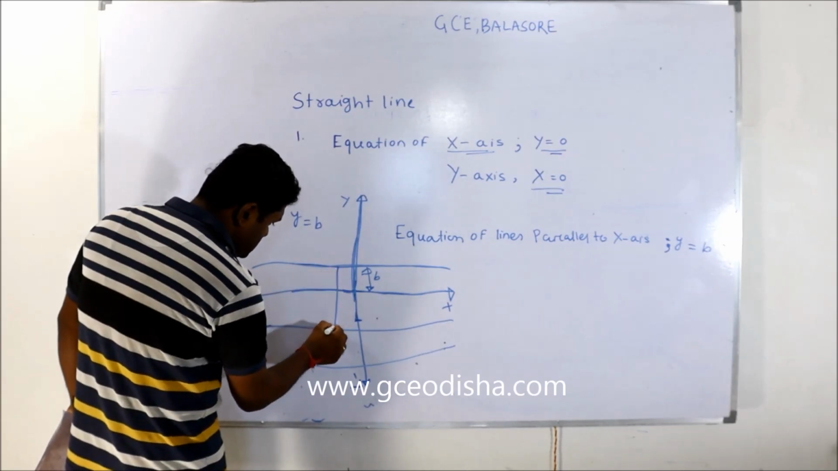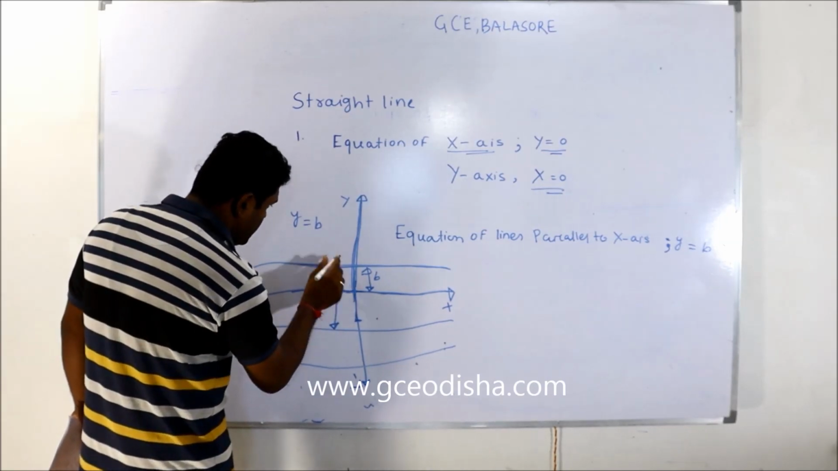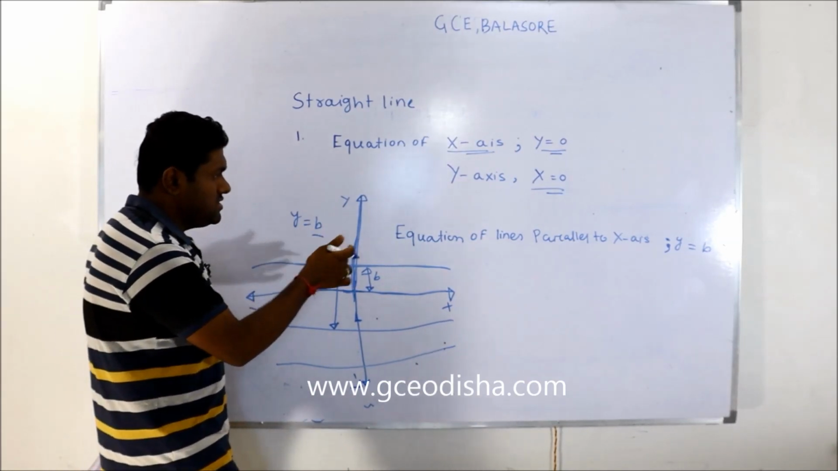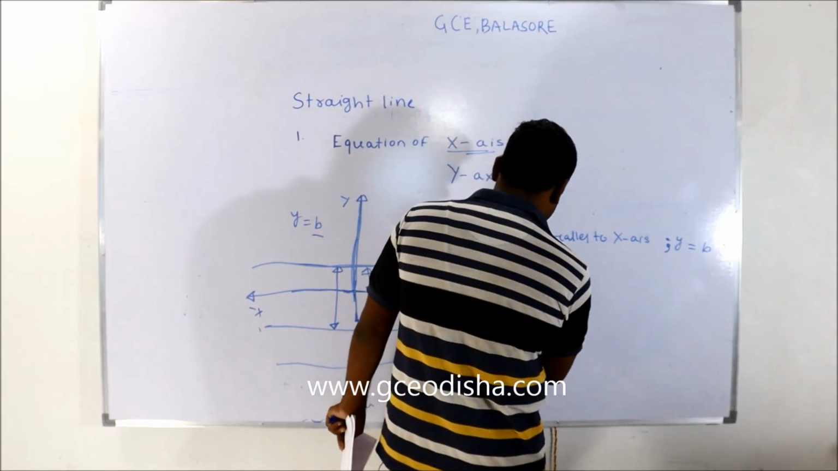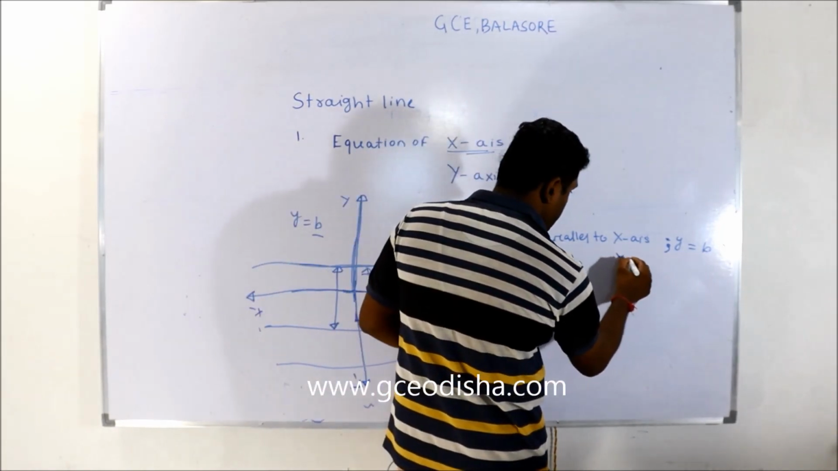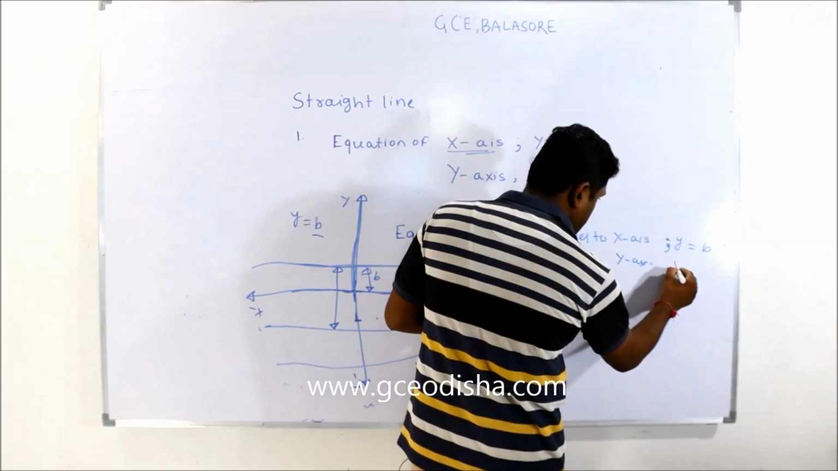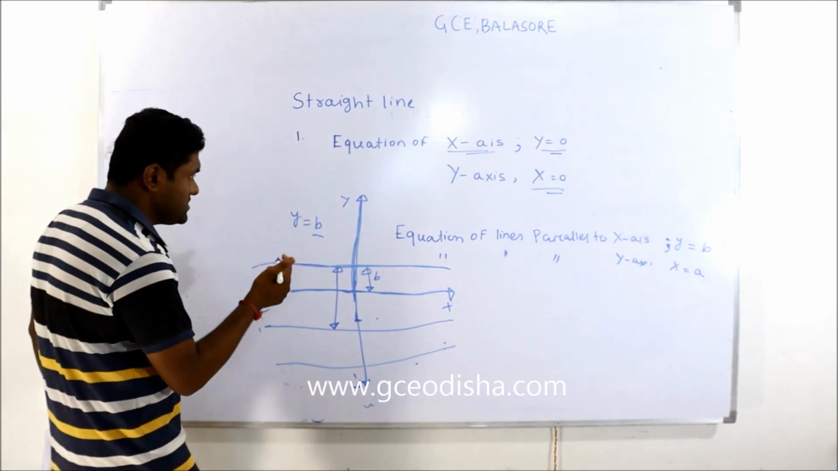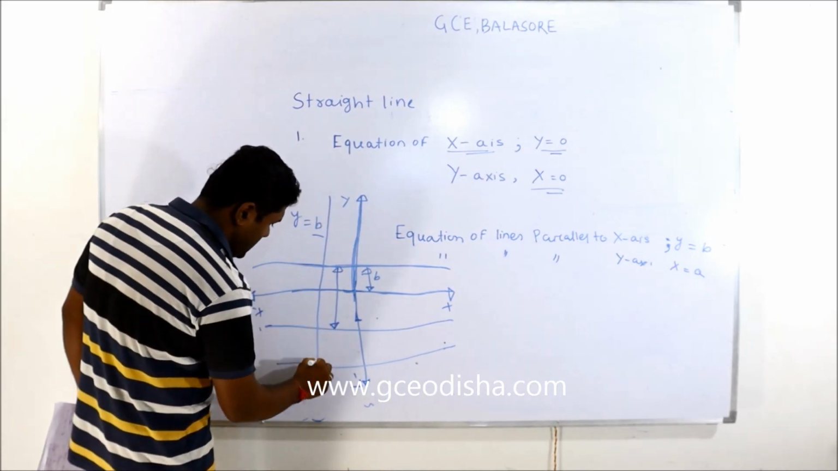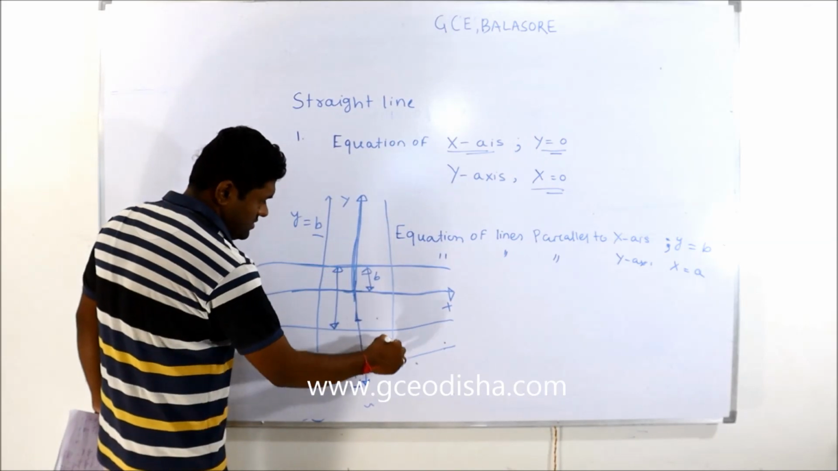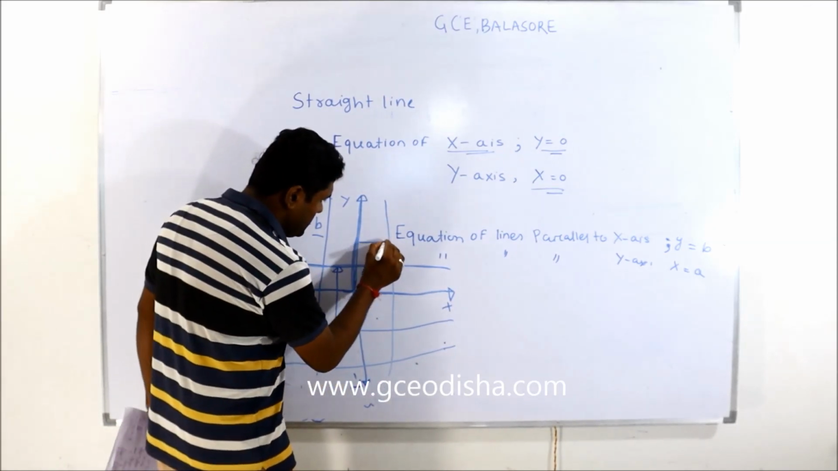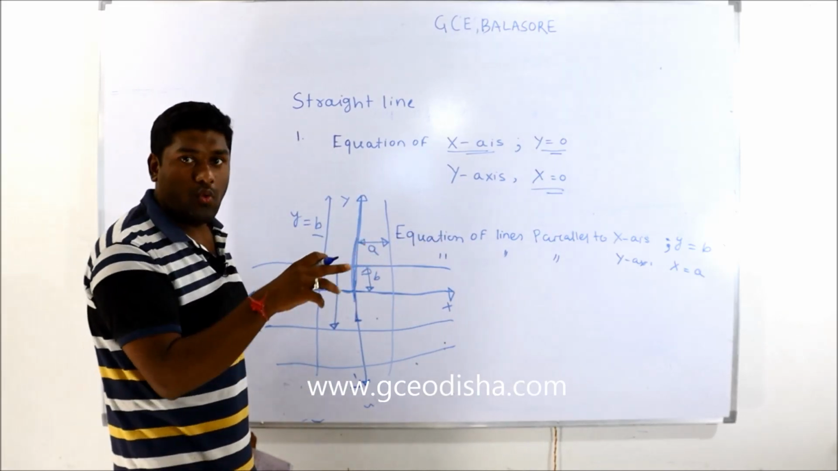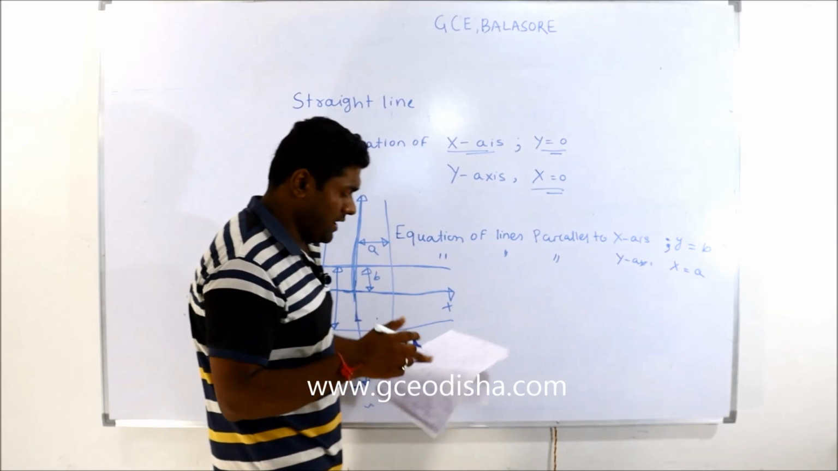Like in this case, maybe this is a different b. b is a unit, b is a constant. Okay, it may vary according to the distance. Same as equation of lines parallel to y axis, x is equal to a. Equation of line parallel to y axis, like this line. This distance is a unit. The equation of line parallel to y axis is x is equal to a.